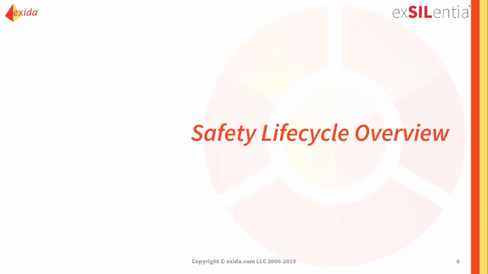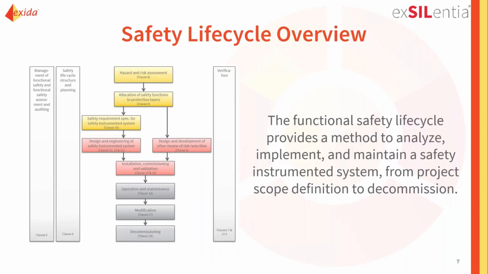So let's start with looking at proof testing, and specifically for the final elements. In order to ground us, let's start with an overview of the safety life cycle. I assume that everybody is familiar with it. This is basically the life cycle as you can find it in IEC 61511 or ISA 61511. It provides a method to analyze, implement, and maintain a safety instrumented system, all the way from a project scope definition to decommissioning.